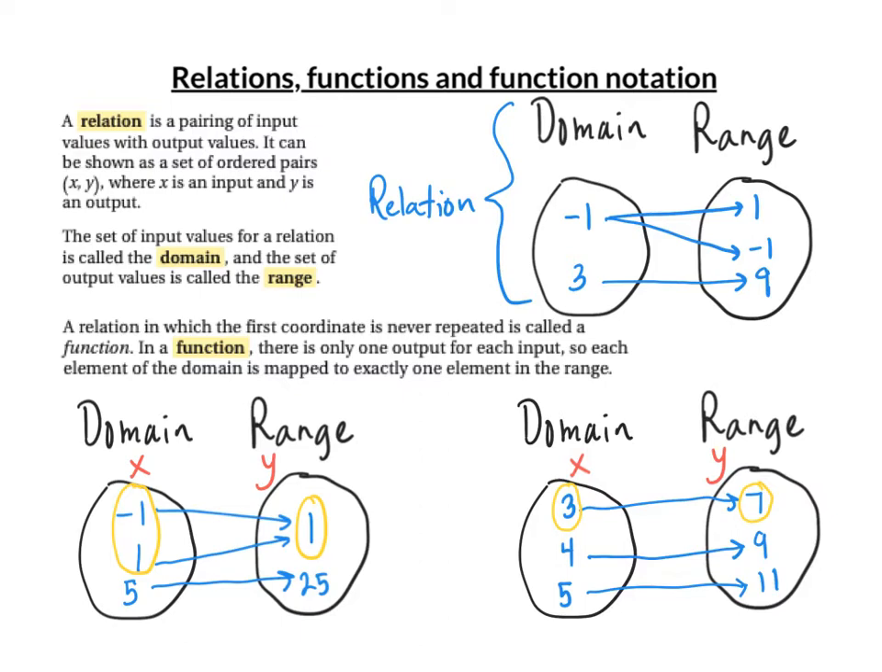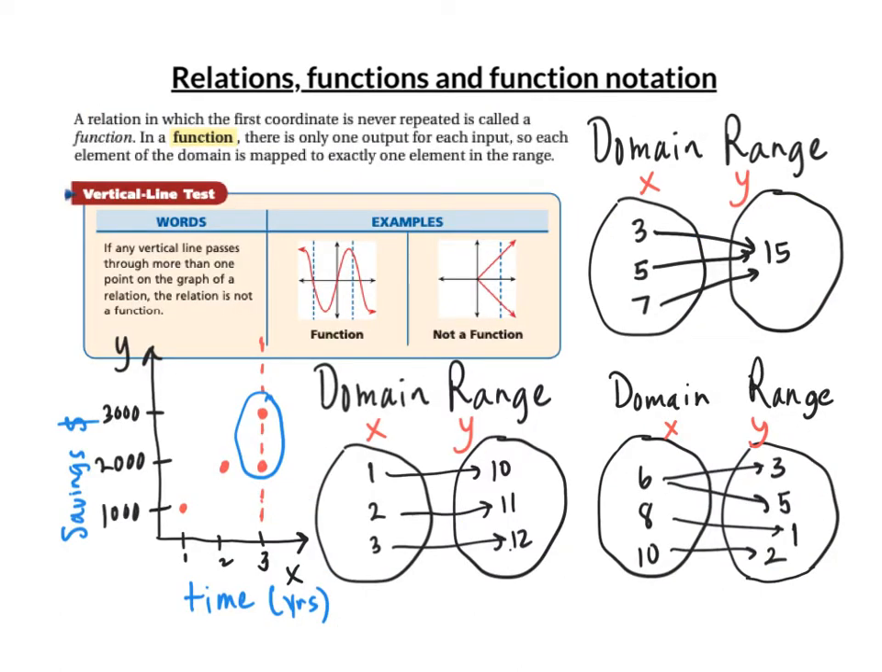However, if you look at the top right one, you'll notice that negative 1 goes to two different values. It goes to 1 and negative 1. This violates the rules. It is a relation, but it violates the rules that make a function. This is not a function. The bottom two are. Let's look at some more examples.